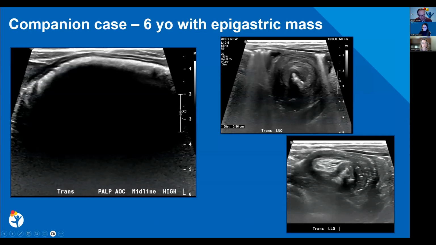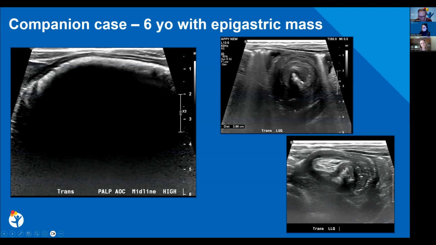I have an interesting companion case to show you as well. This was a patient who came in with a palpable epigastric mass, with a very similar looking, very densely shadowing echogenic thing in the epigastric region. We can see some of the layers of the stomach here, so this was confirming that it was actually intragastric. As we scanned around a little bit, we could see this other, what looks like an intussusception, within the left upper quadrant. We can see some of that echogenic material within the central aspect of the intussusception.